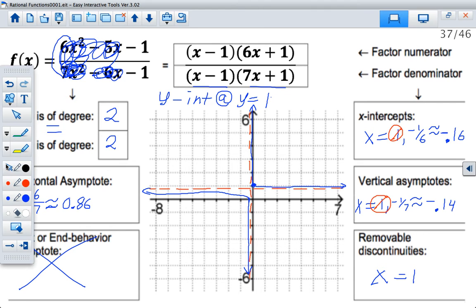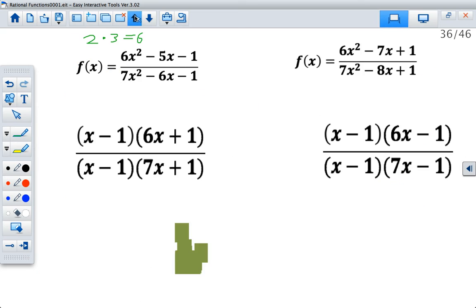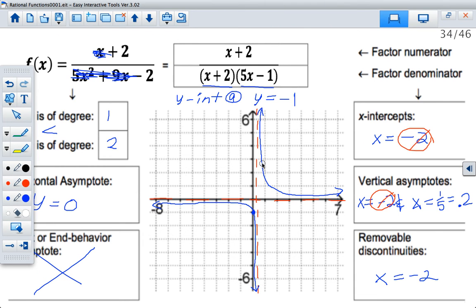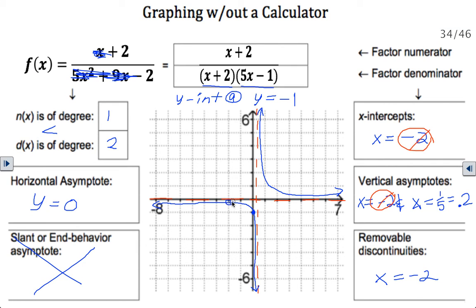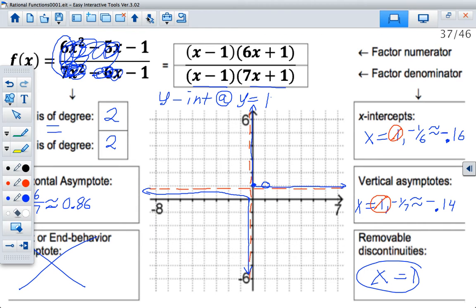I totally forgot about my removable discontinuity for this problem and the other problem. So really quick, I have a removable discontinuity at x equals 1. To label that, you need to draw an open circle on your graph line when x is 1. And I need to go back to my previous graph because I forgot about the removable discontinuity at x equals -2, so I need to draw an open circle right there. Please, please, please do not forget about your removable discontinuity. If you don't draw it on your graph, I will take off points. All right, so that's another one that we did.